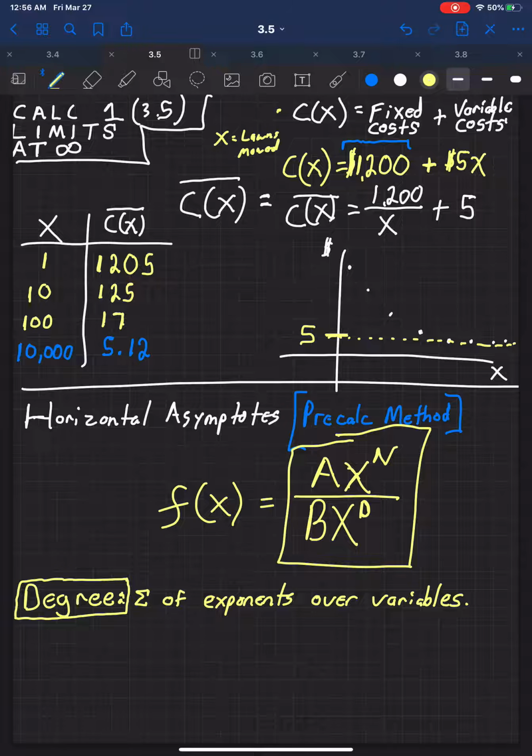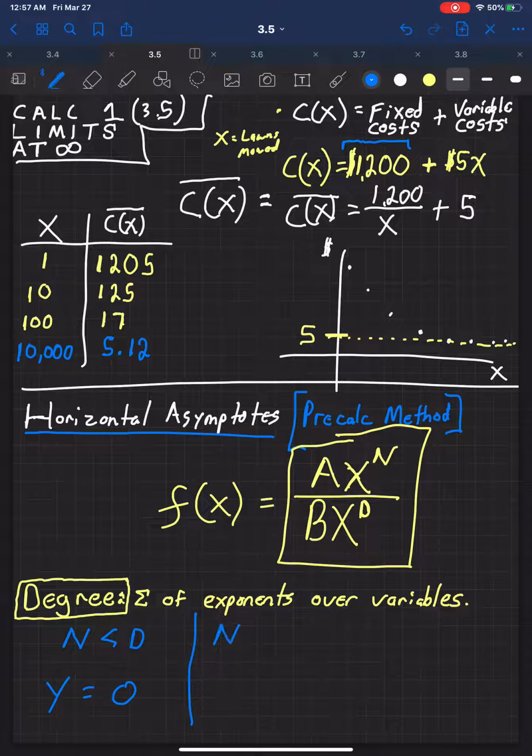But here's the main takeaway. If the degree of the numerator is less than the denominator, okay? The degree of the numerator is less than the denominator, then there is a horizontal asymptote at y equals 0. If the degree of the numerator is larger than the degree of the denominator, then there is no horizontal asymptote.